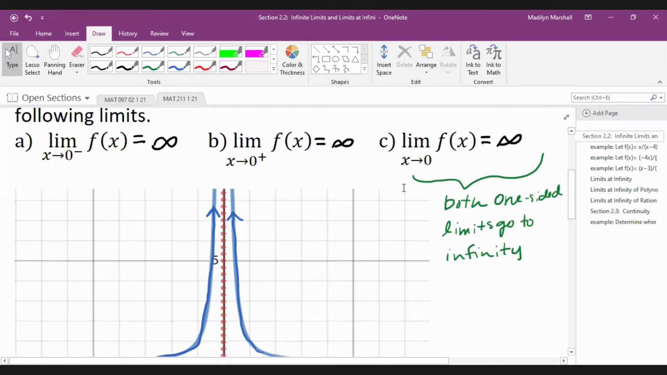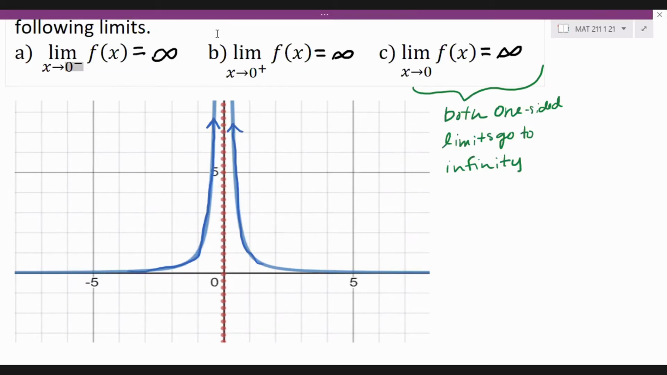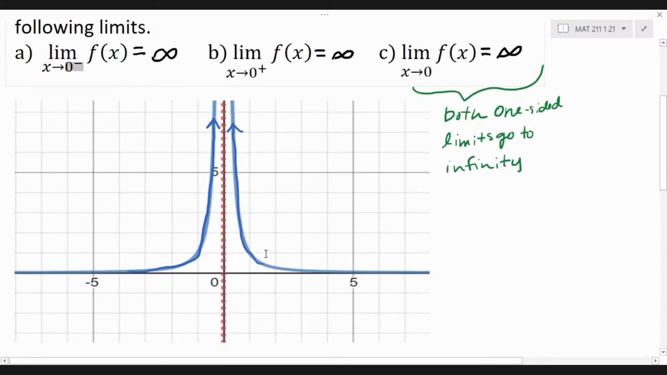Before we go on to that, let's review what we're seeing here one more time. On this one, from the left, as the function gets close to 0, it's going up forever, which means it's going toward positive infinity, or just infinity. From the right side, it's also going up forever, so it's going toward infinity. Since those right and left limits are going toward the same place, we can say that the limit as x goes to 0 is also infinity.